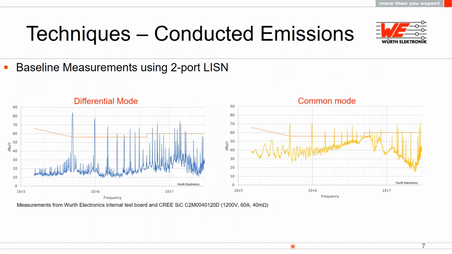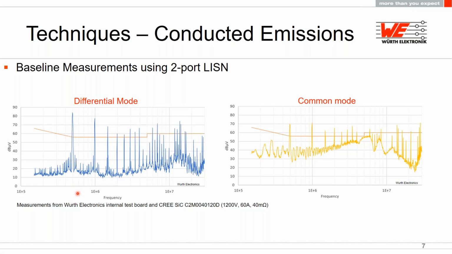So now let's do some testing. Here are some baseline measurements that I did using a 2-port LISN so that I can separate out the differential mode noise and the common mode noise. These are measurements that I took myself using our own internal test board that used a Cree silicon carbide FET. On the left, you see the differential mode noise. You can see it's way above the limit line. In this case, it's about 82 dB microvolts for the fundamental switching frequency.